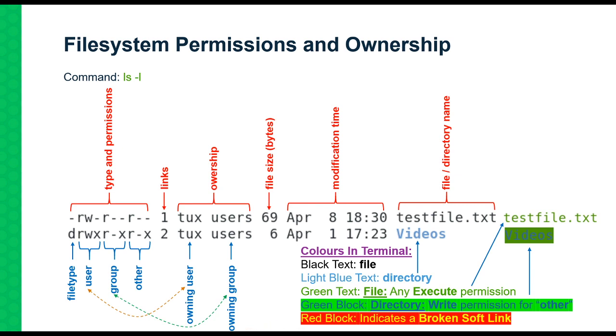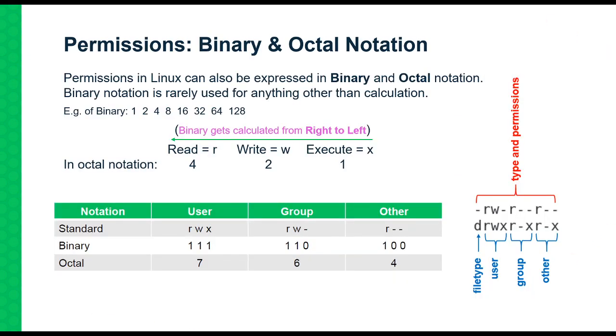Now we're going to look at how to define our permissions in the octal notation. Binary and octal notation: permissions in Linux can also be expressed in binary and octal notation. Binary notation is rarely used for anything other than calculation. So we first need to understand what binary is. Binary is when we multiply our current number by 2 all the time.